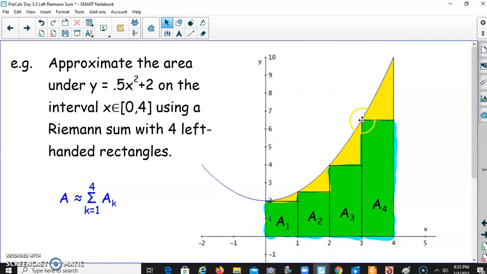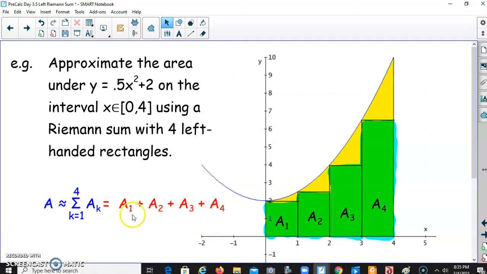And again, you can see the left upper corner of that rectangle is hitting the curve each time. The right corner does not hit the curve. If I was looking for right rectangles, then I would make sure that the right corner was the one hitting the curve. So, expanding my summation, again, I have a sub 1 plus a sub 2 plus a sub 3 plus a sub 4.